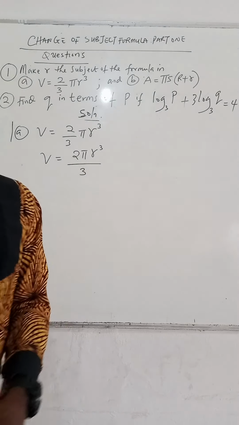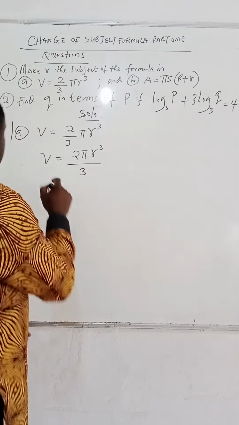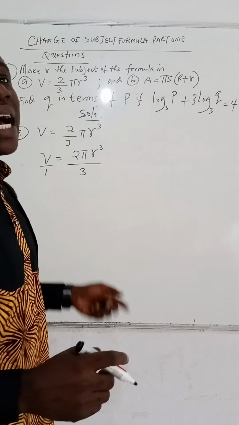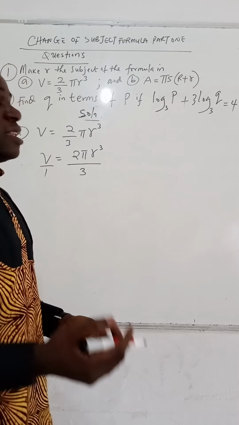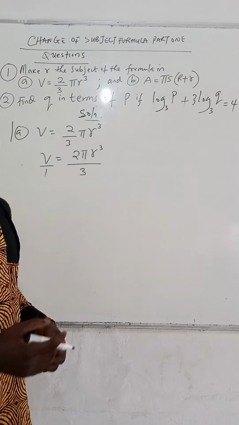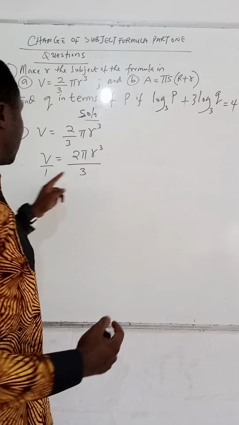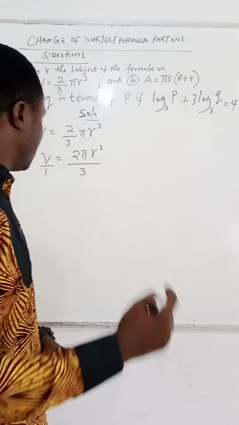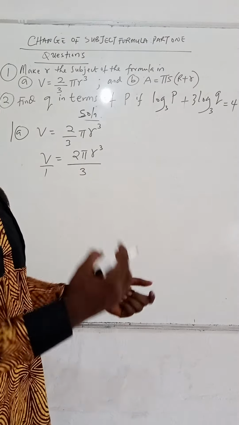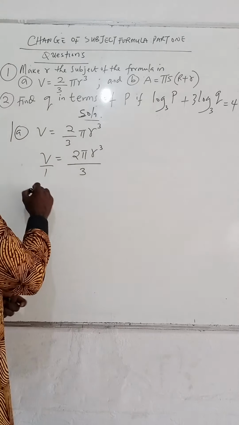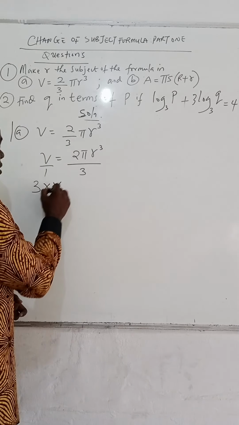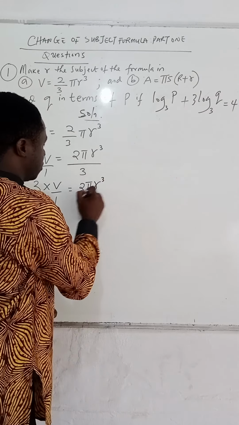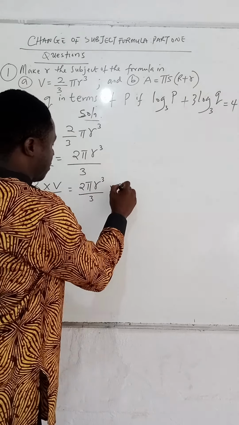The next thing you will do is to make V over 1 so that there will be clear terms at the denominator. At the denominator now, we look for the LCM of 1 and 3. And the LCM there is 3. We multiply through by the LCM, which is 3. That means 3 times V over 1 equals 2 pi r cubed over 3 multiplied by 3.